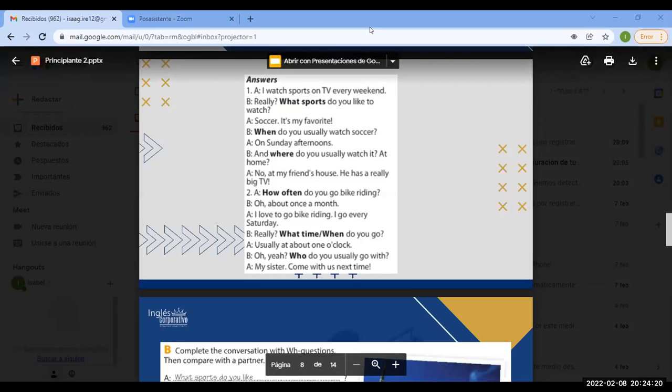I watch sport on TV every weekend. Really? What sports do you like to watch? Soccer. It's my favorite. When do you usually watch soccer? On Sunday afternoon. And where do you usually watch it? At home? No, at my friend's house. He has a really big TV.